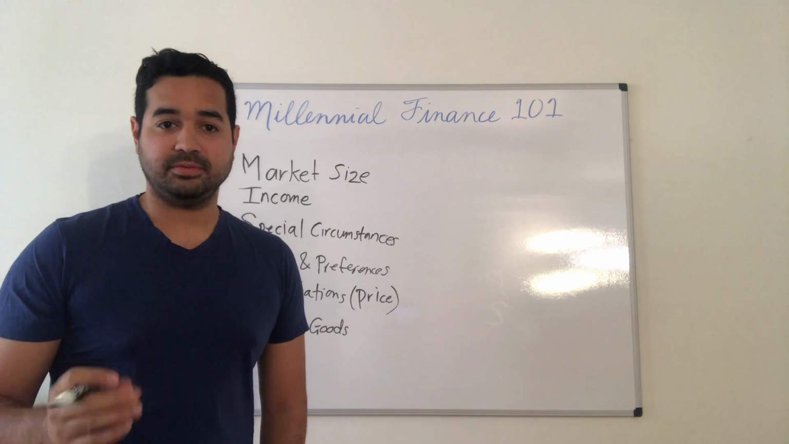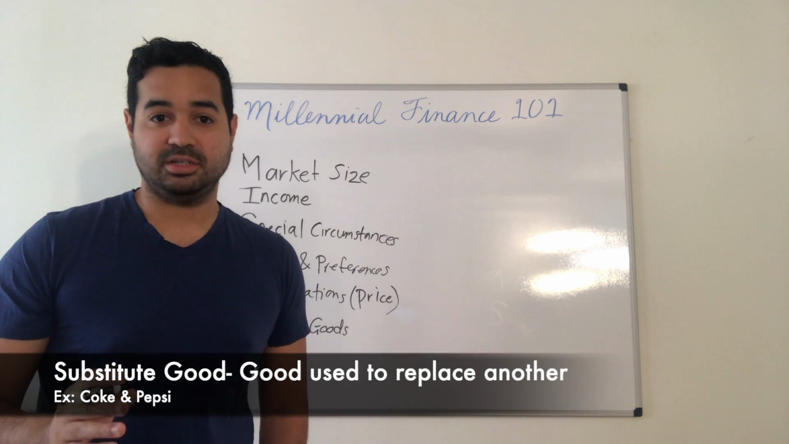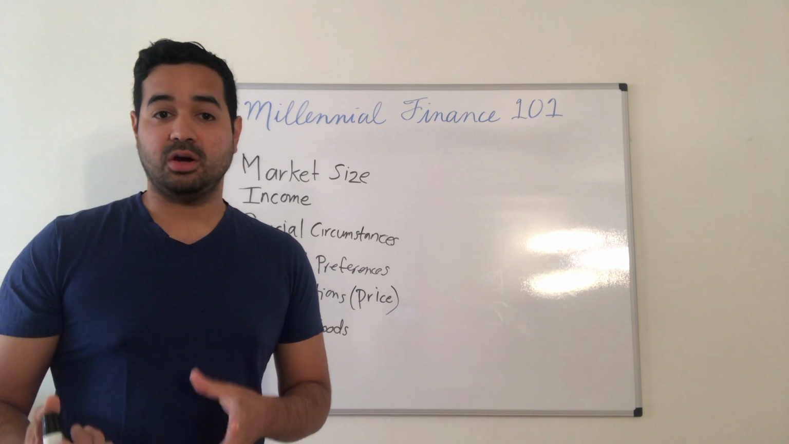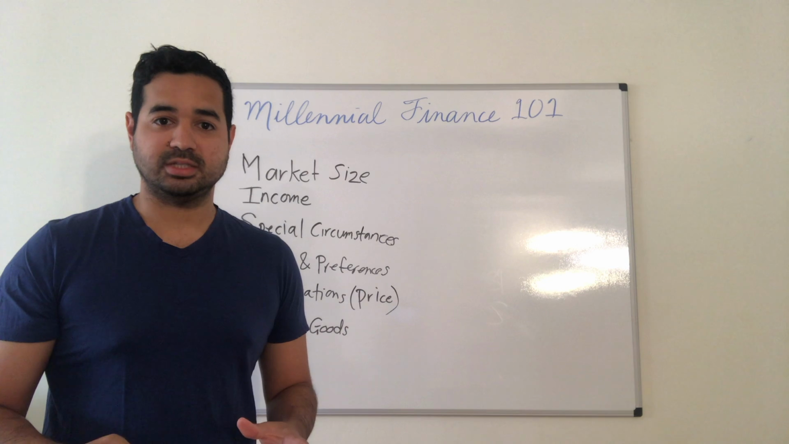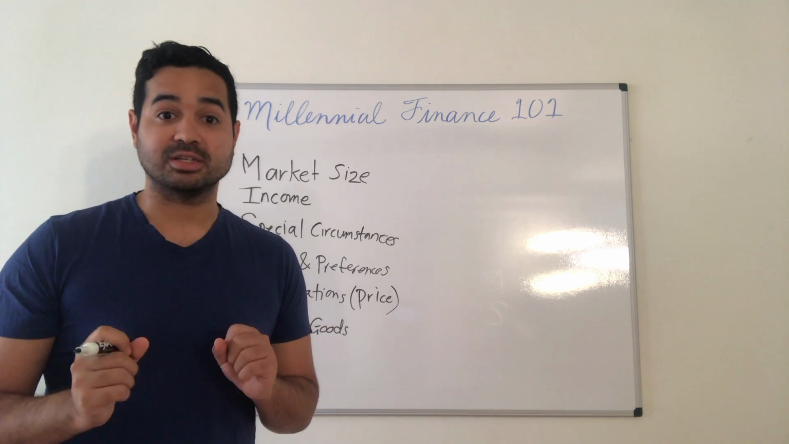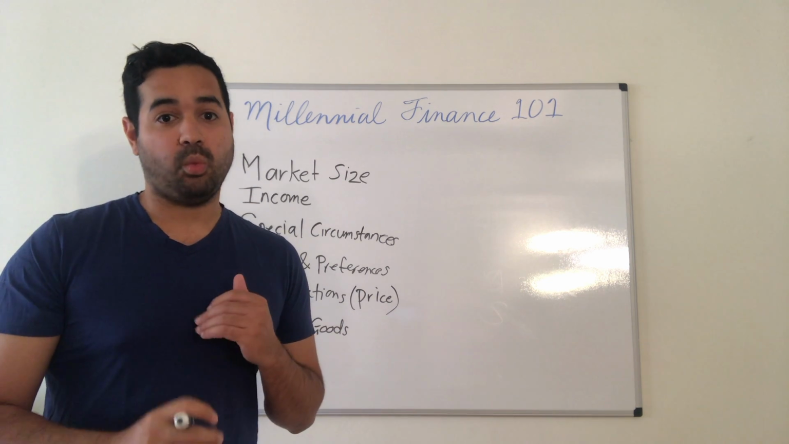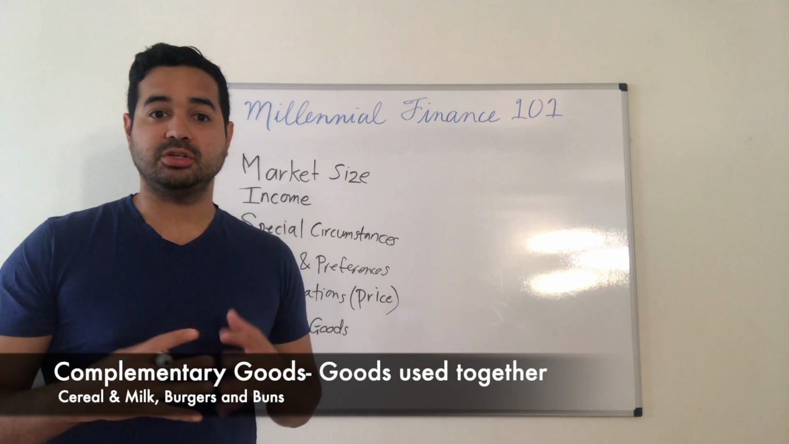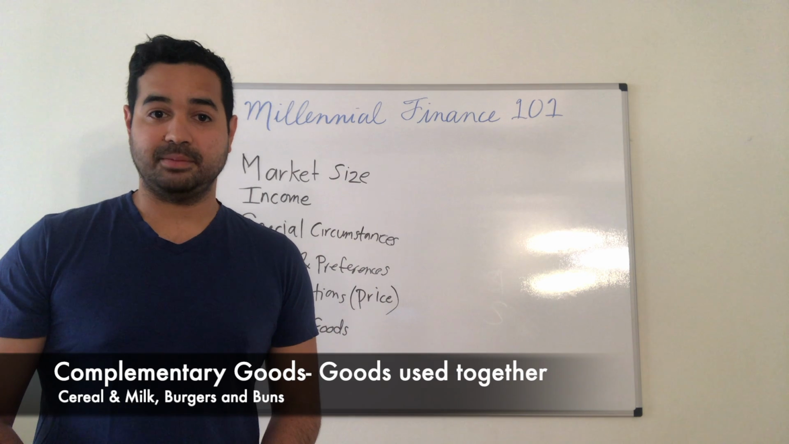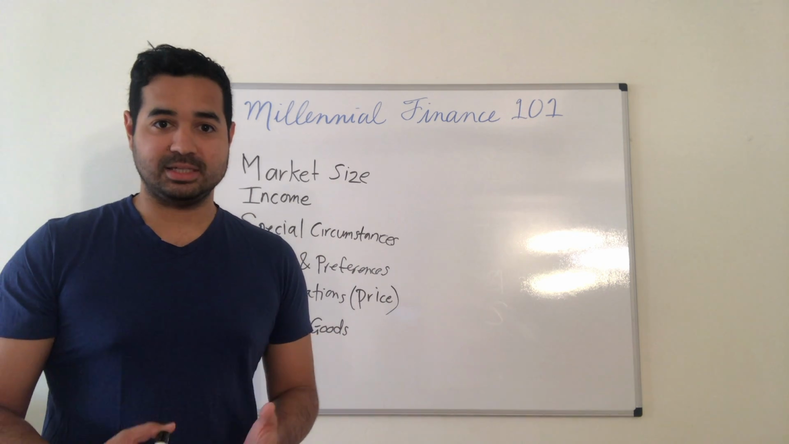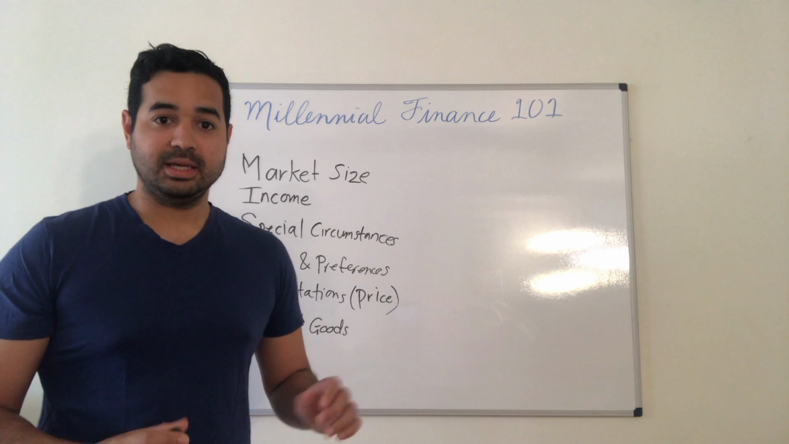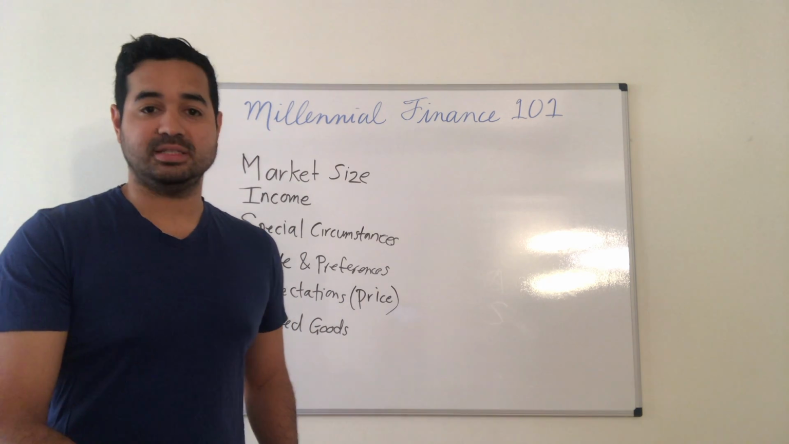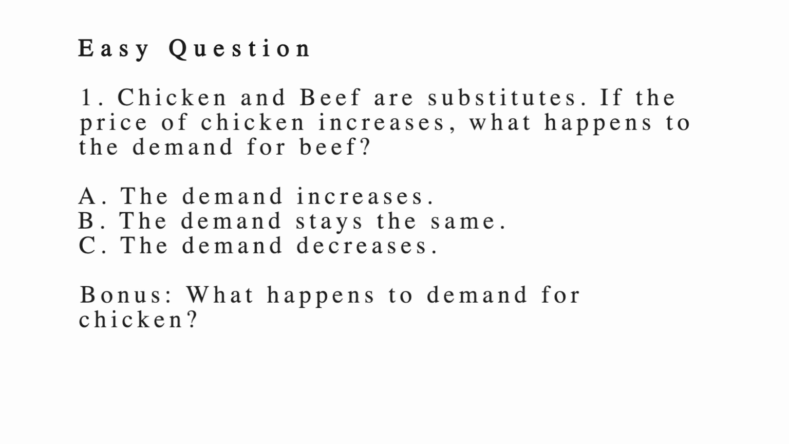So very briefly, a substitute good is a good that you use instead of something else. So we could say Coke and Pepsi. That's one of the most traditional examples. Coke and Pepsi are substitute goods. You would either get one or the other, right? Complement goods are goods that are used together. So a good example of that are milk and cereal. And the reason why it's so important is because when prices of one will change, it will affect the price of another. So let's do some practice questions.